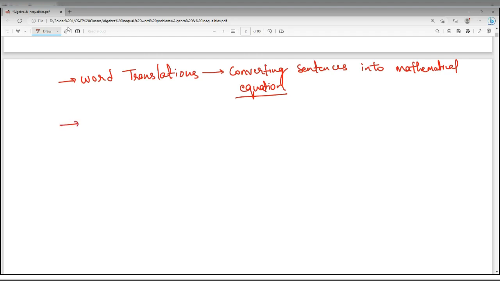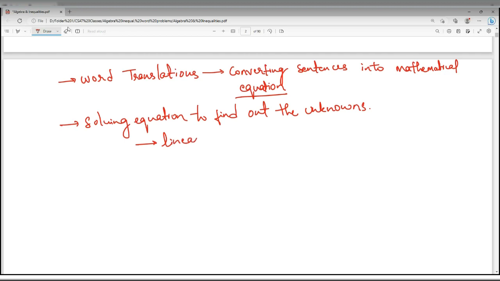Then the second skill that you need is solving equations, solving equations to find out the unknowns. Those equations may be linear, may be quadratic. So what is linear? If there is an equation where the powers of those variables are 1, for example, x plus y is equal to 5, x minus y is equal to 10. These types of equations are linear because the power here is 1.